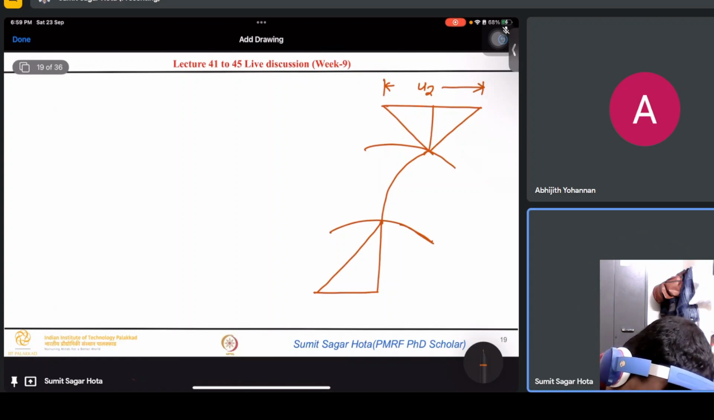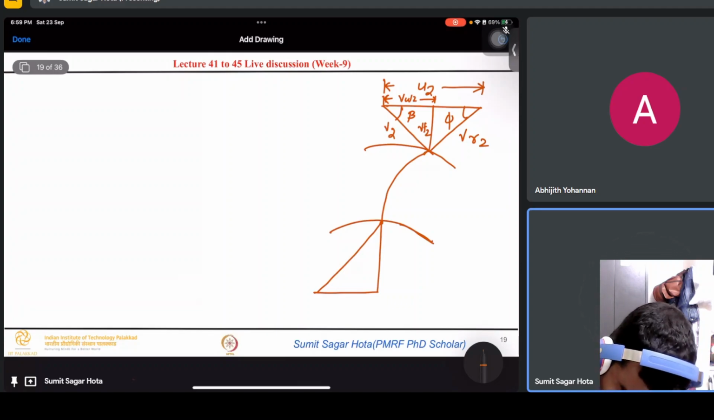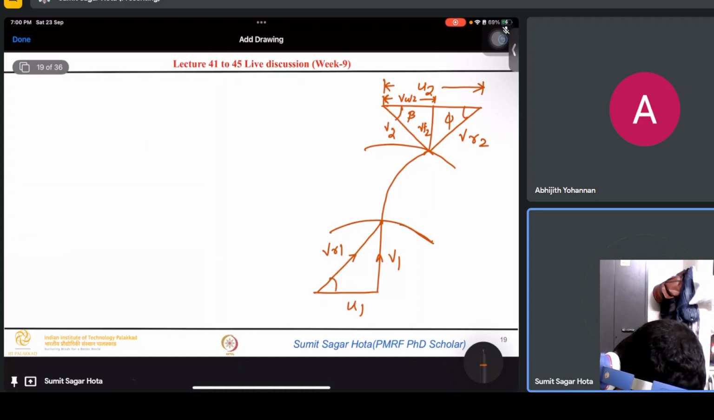This is your U2. Beta, V2, VR2, phi, BF2, BW2, BR1, B1, U1, theta.